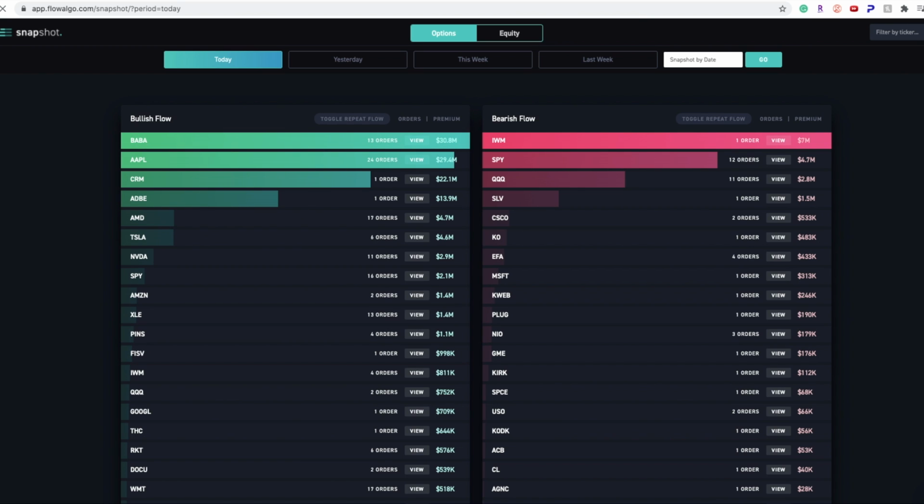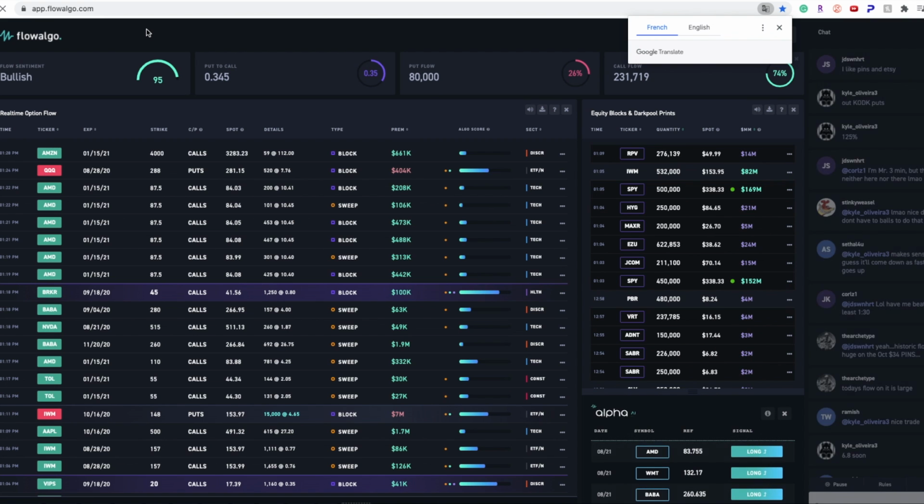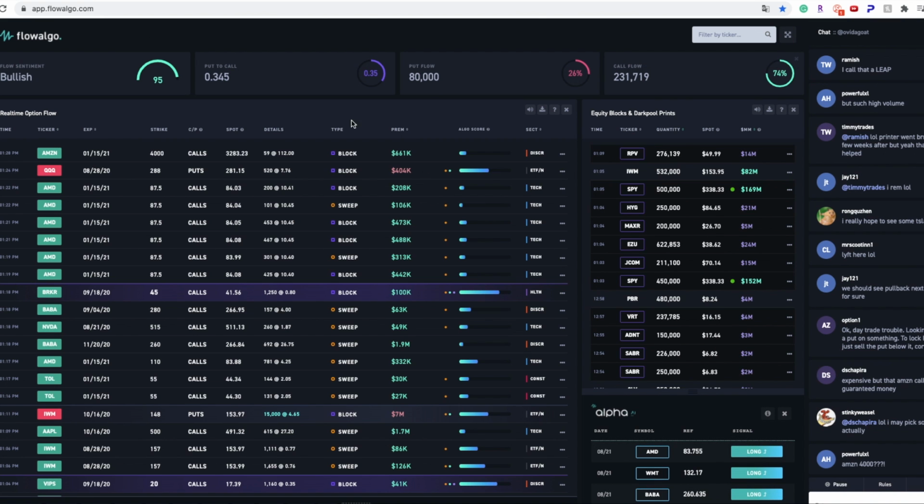And also if I go back here to the dashboard, it's going to tell you if the day is bearish or bullish. And for the past 2-3 months, literally every single day of the week has been pretty much bullish. It tells you what percent of incoming calls and puts are bullish, and it's mostly bullish all the time. And so this is a put to call ratio, put flow, and then call flow. So you can see the call flow is way more than the put flow coming in. And also some dark pool and some equity blocks here, which I don't really use on a day-to-day basis.